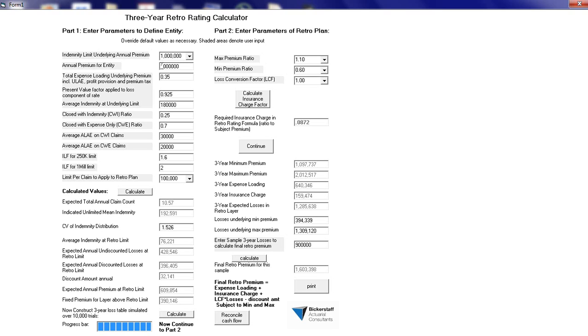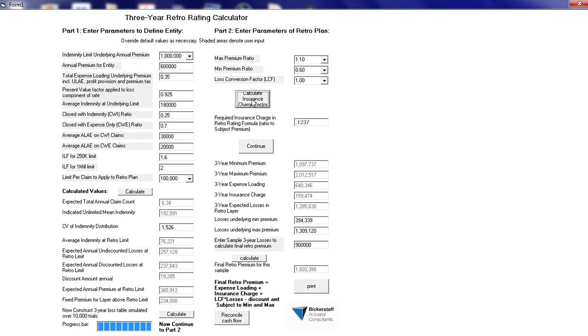Now we'll go back here and let's try something else. Let's say that this entity, instead of producing $1 million of premium, let's say only $600,000. Oops. A little smaller. Everything else is going to be the same. We're going to recalculate. Now we have only 6 claims per year. We're going to resimulate all of the 10,000 trials. We're going to keep the same parameters, 110% max, a 60% minimum, 1.0 loss conversion factor.